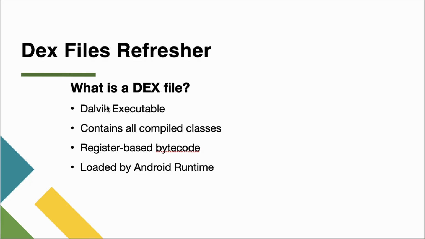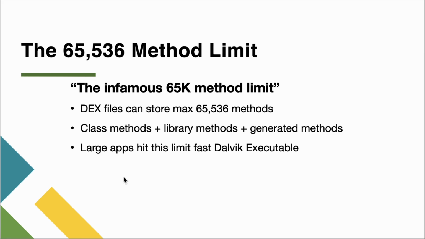So in general terms, a DEX file is nothing but a Dalvik executable file which contains all the compiled classes, register based bytecode, and is loaded by Android runtime. Now, here is the big issue: a single DEX file can only contain 65,536 methods, that is approximately 65k methods.